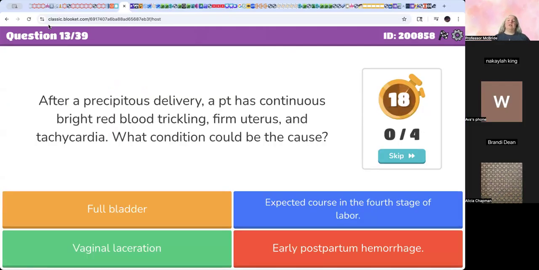After precipitous delivery, the patient has a continuous bright red blood trickling. She has a firm uterus and tachycardia. What could be the cause?